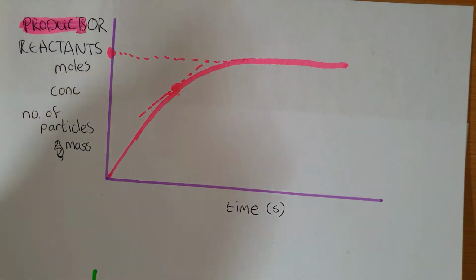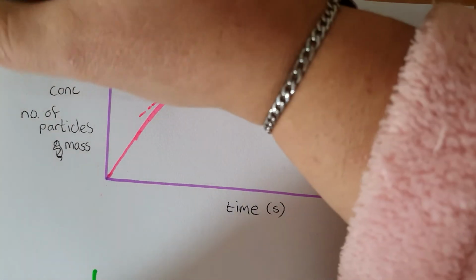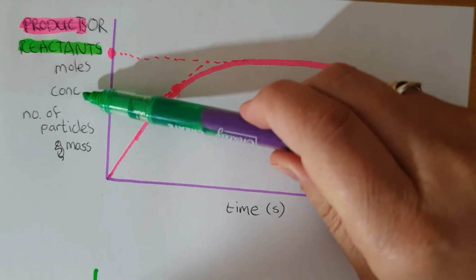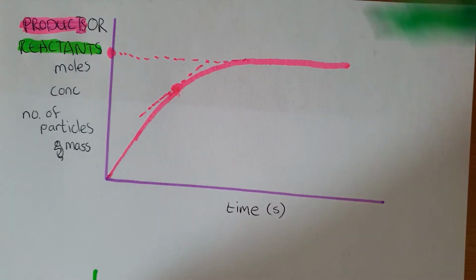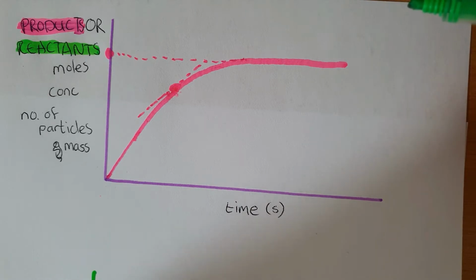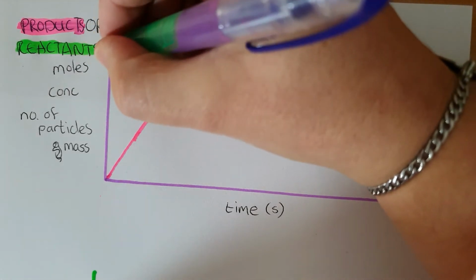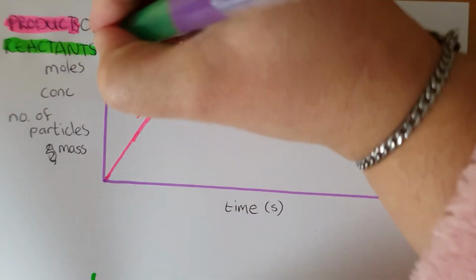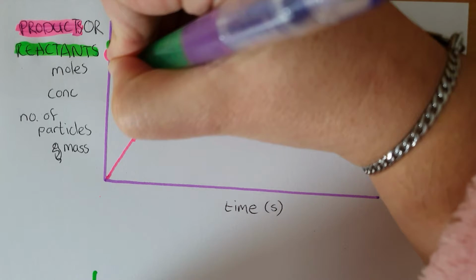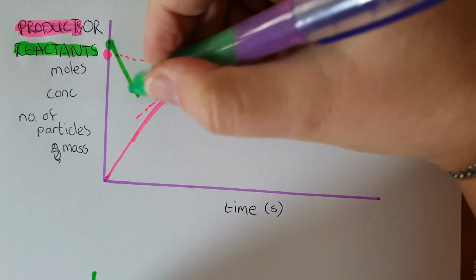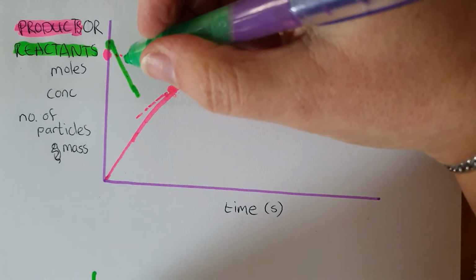Okay, so now let's take a look at what happens when we're looking at reactants. Remember, you can look at reactants: change of moles, change of concentration, number of particles, and mass. So what we're doing here is we're doing the same thing. We are looking at the reactants being used up. So we're going to start at a higher point. And we're going to see that we're going to have quite a sharp or a high gradient to begin with, because our concentration of reactants is quite high in the beginning of a reaction.